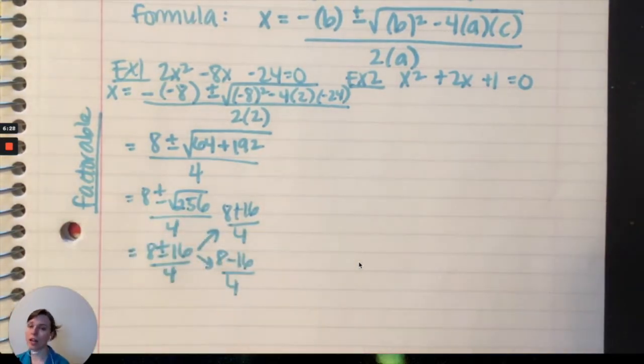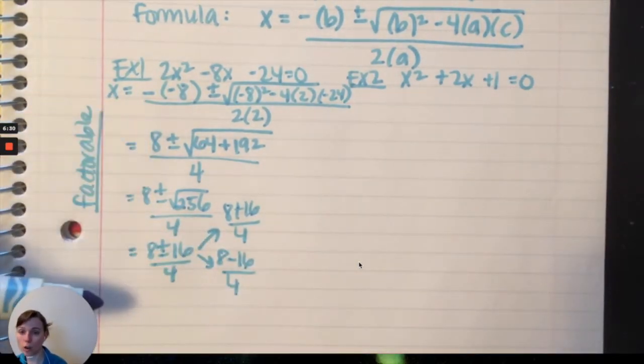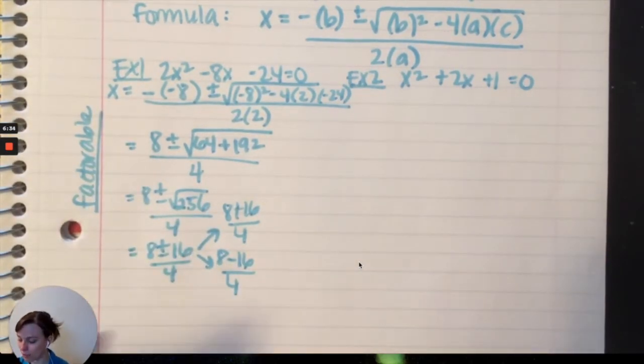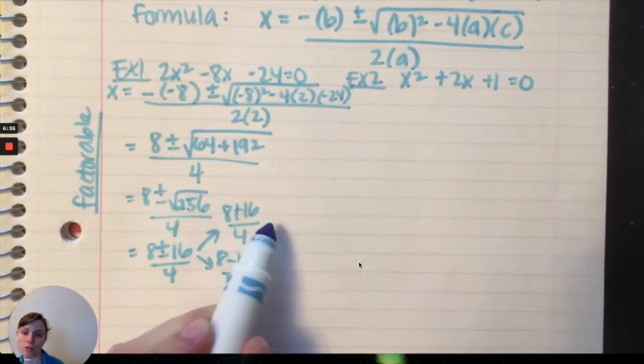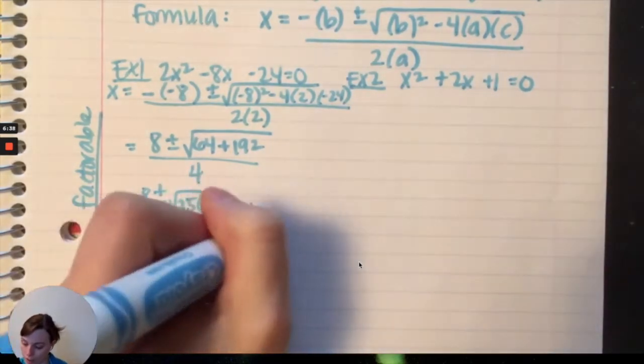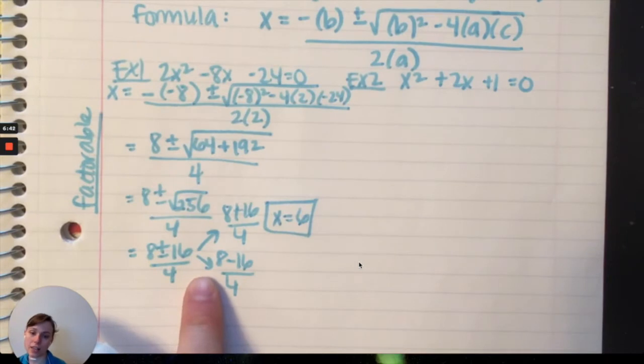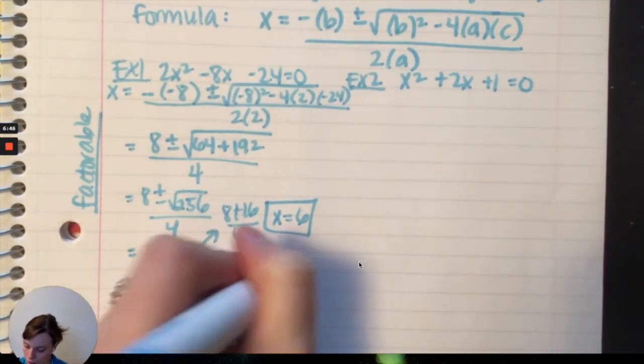Remember that plus or minus lets us do shared work for a while, but then I have to split it up because now is the time to actually simplify it. 8 plus 16 is 24. 24 divided by 4 is 6. So x equals 6. 8 minus 16 is negative 8. Negative 8 divided by 4 is negative 2. So x equals negative 2.